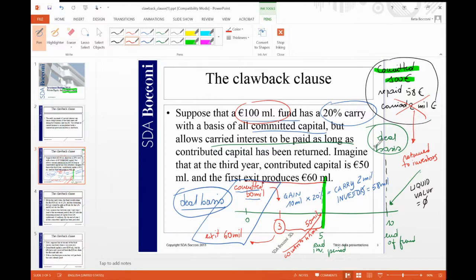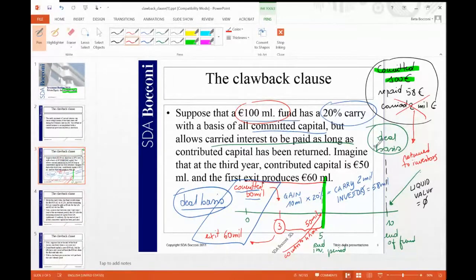I don't know if the concept of clawback has been clear. The basic story is you can't pay an incentive if this incentive is not deserved. And this is a trick that can happen when the carried interest is paid on a deal basis and not on a portfolio basis, like in the examples that I made.